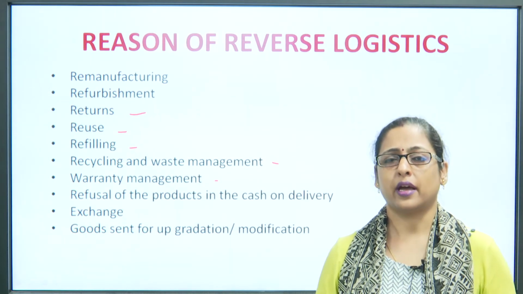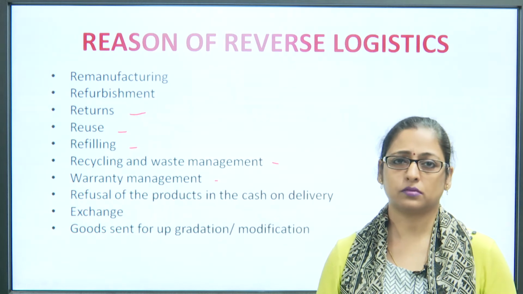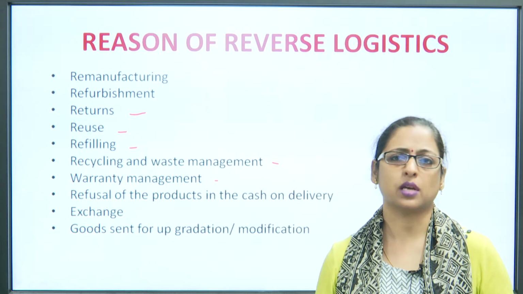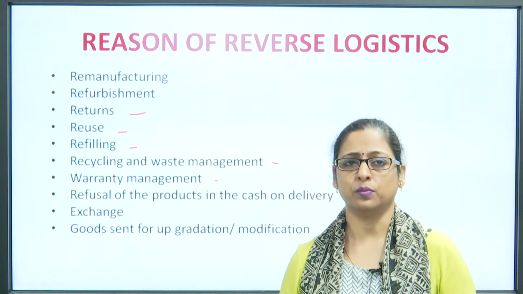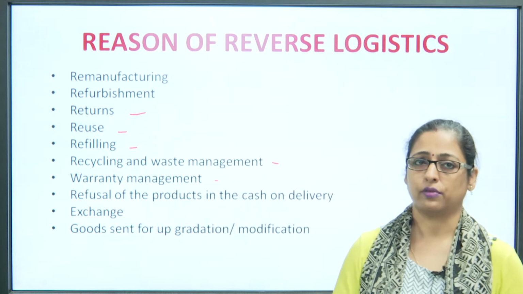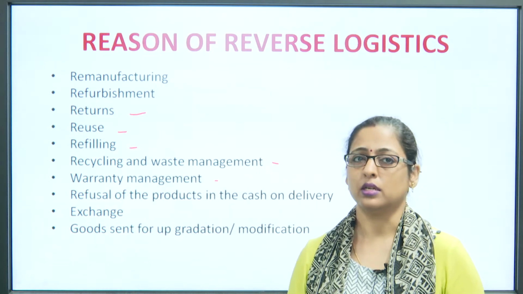Now, in case any customer has asked for or ordered any product and is not able to pay, or there is some problem with the payment, then the customer has an option to refuse the product and it will go back to the retailer or supplier.